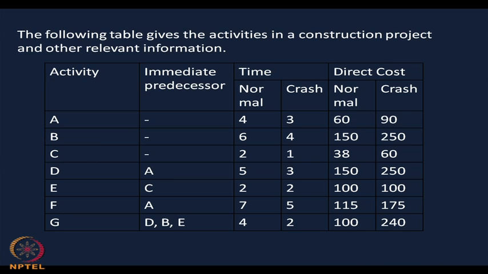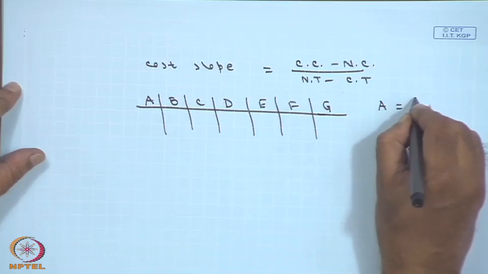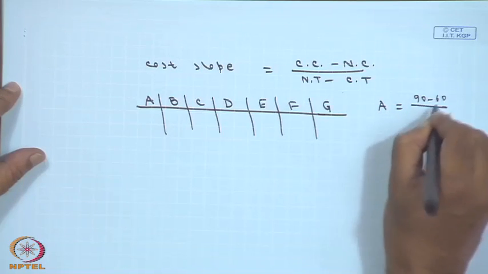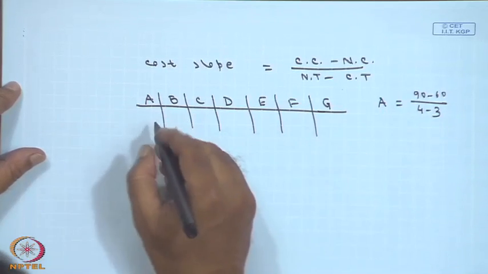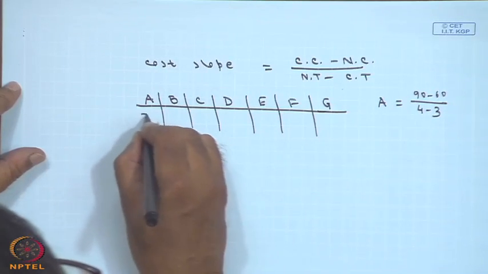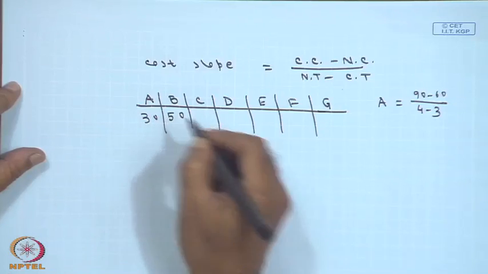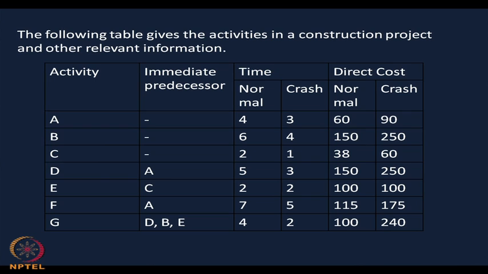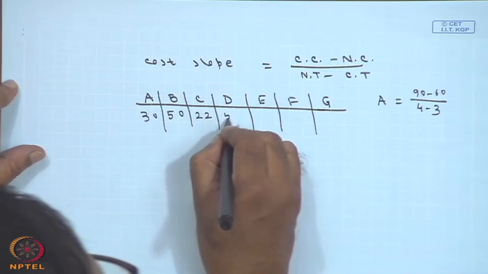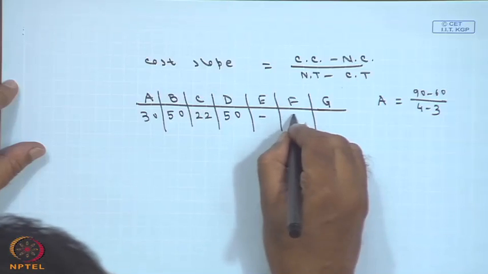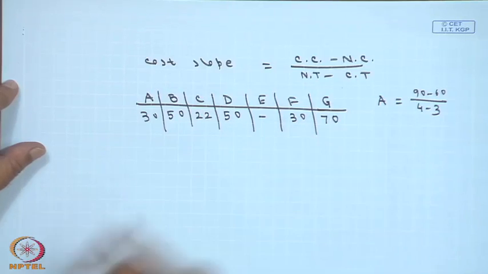Let us see the table. Crash cost minus normal cost, that is 90 minus 60, divided by normal time minus crash time, 4 minus 3. So, for activity A it is 90 minus 60 by 4 minus 3. I am calculating for one; like this you can calculate for all the others. So, for A it is 30, then 50, then 22, 50, and for F it is 30, and for G it is this one.